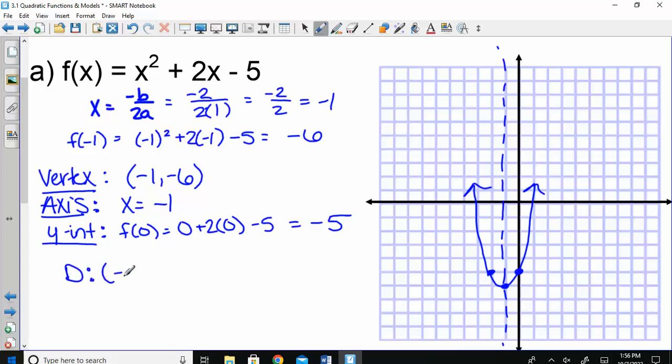What's the domain? -infinity to positive infinity. What would I write for my range? Bracket -6 to infinity. Is there a way to look at this equation and know if your parabola is going to open up or down? How? If that x squared is positive or negative. So I know this one opens up. We have a minimum value at my vertex. My minimum value is -6. It's the lowest one we hit.